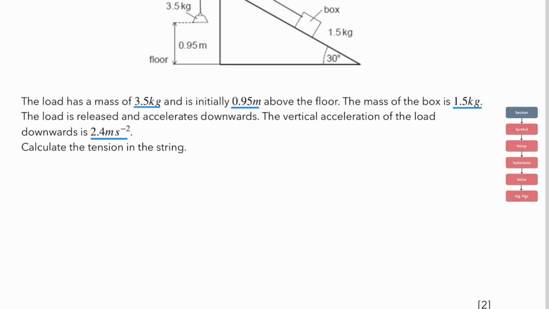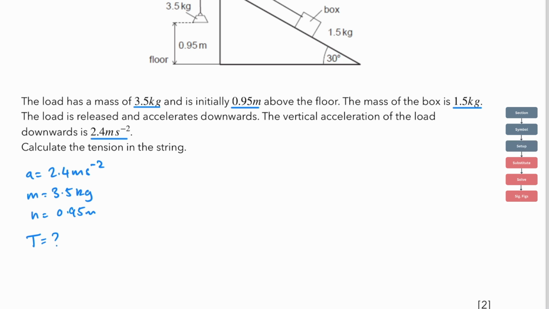Okay, we want to identify the correct section of your data booklet. We're looking at the forces section. Maybe there's a formula for tension or pulleys. You're looking at forces, certainly something near Newton's second law, like F equals ma. Then we're going to write down our symbols with the data on the left-hand side. We're looking just at the load right now. We know that the acceleration is 2.4 metres per second squared. We know that the mass of the load is 3.5 kilograms. We know that it's a height of 0.95 metres. And we want to know the tension in the string.